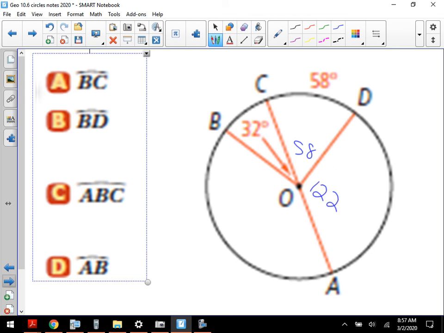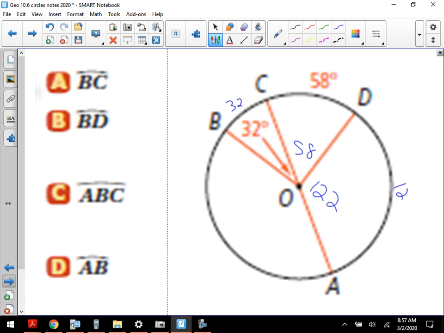Here you've got the central angle at 32, which means the arc has to be 32, because they're the same. Which means this arc was 122. And then as you come around the circle, I back out 32 from the 180 and you get 148 from the other side.